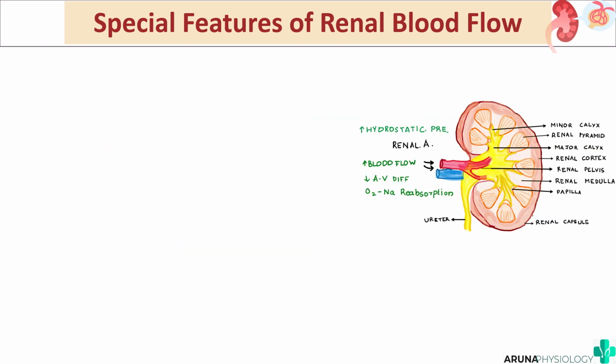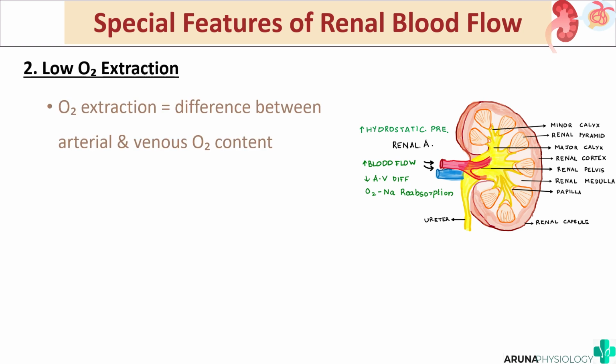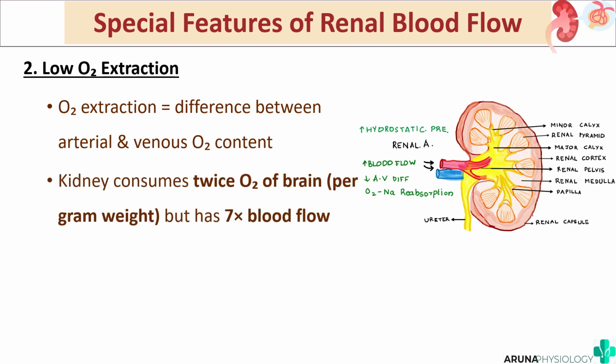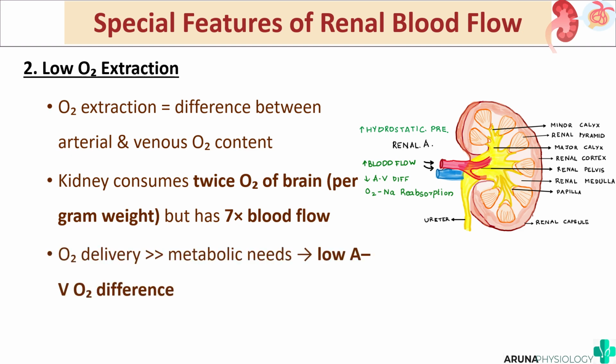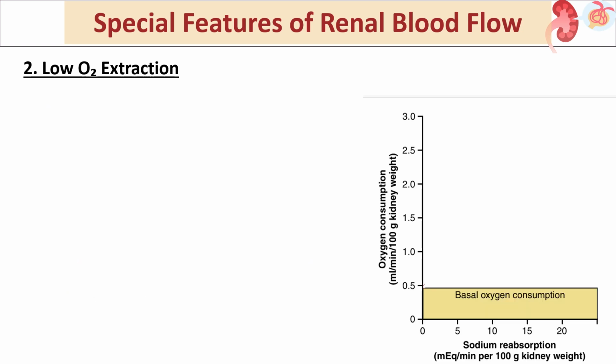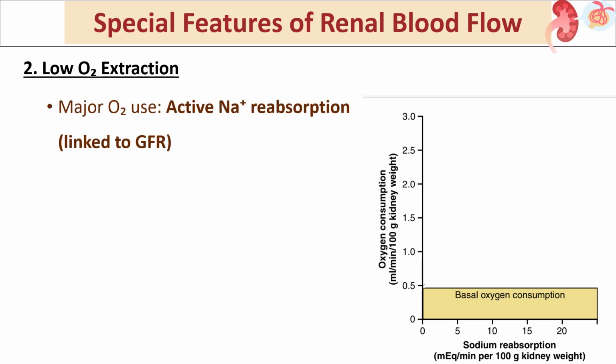Next, as we said, there is low oxygen extraction, or the AV difference is very small. Oxygen extraction is the difference between arterial and venous oxygen content, and the kidney consumes twice the oxygen of the brain, but because it has 7 times more blood flow, the oxygen difference is very small. So the oxygen delivery is much more than the metabolic needs, and therefore there is a low AV oxygen difference. And as I said, the oxygen it needs is basically for sodium reabsorption.